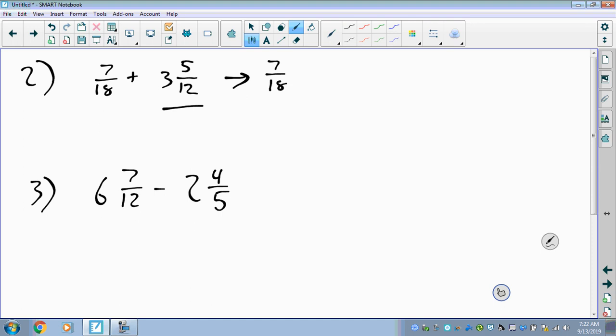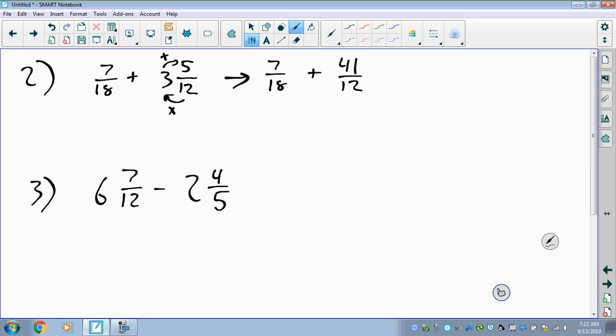And remember, if I want to change a number from a mixed number to an improper fraction, I'm going to multiply here, I'm going to add here, and I'm going to keep my denominator. So the denominator of 12 stays the same. 12 times 3 is 36. 36 plus 5 is 41.